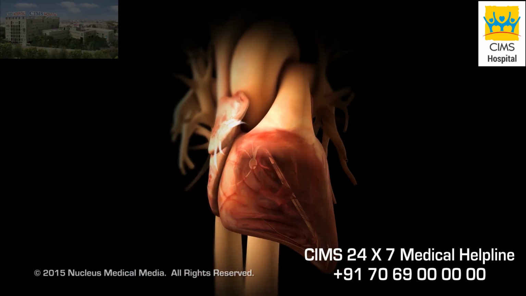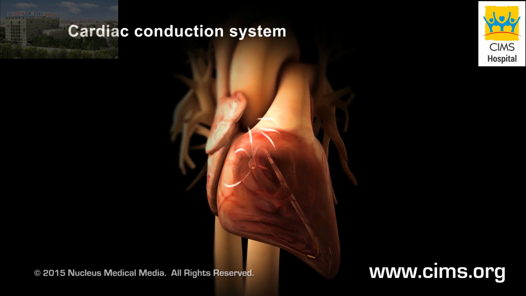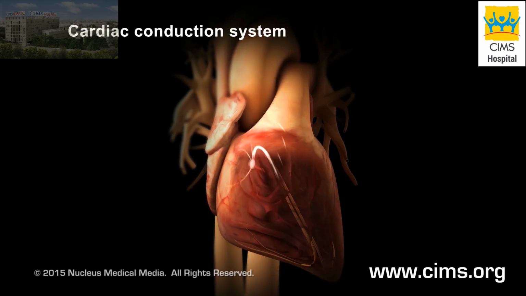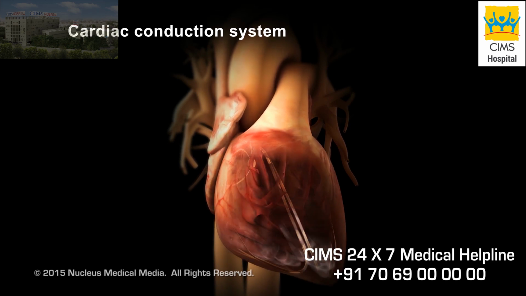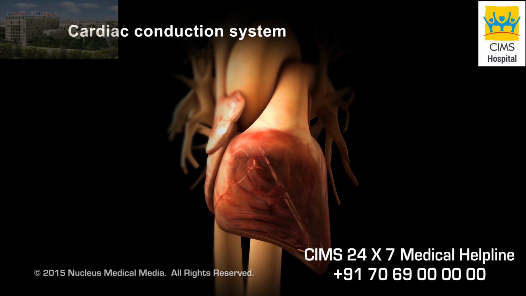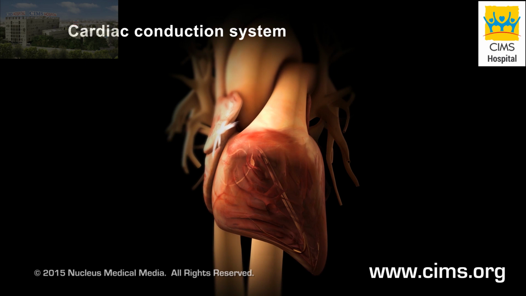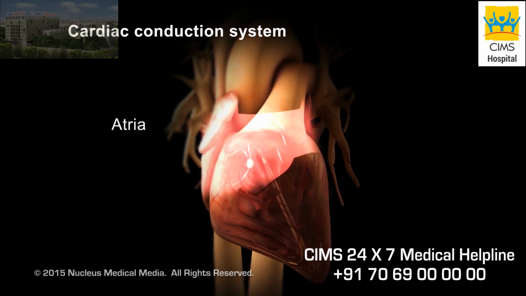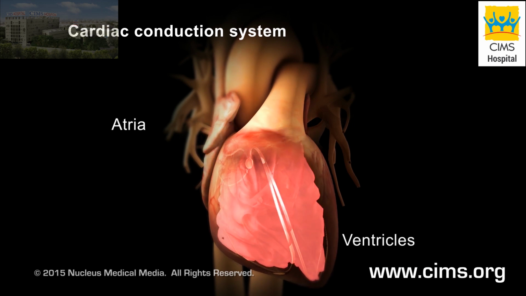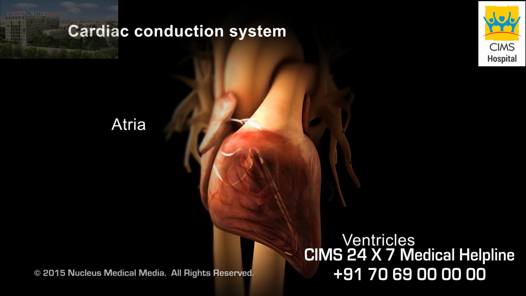A group of cells in the heart, called the cardiac conduction system, uses electrical impulses to control the speed and rhythm of each heartbeat. Each heartbeat starts in the right atrium in the sinoatrial or SA node, then spreads through the walls of the heart chambers, called the atria and ventricles, causing them to contract. This process repeats with each heartbeat.